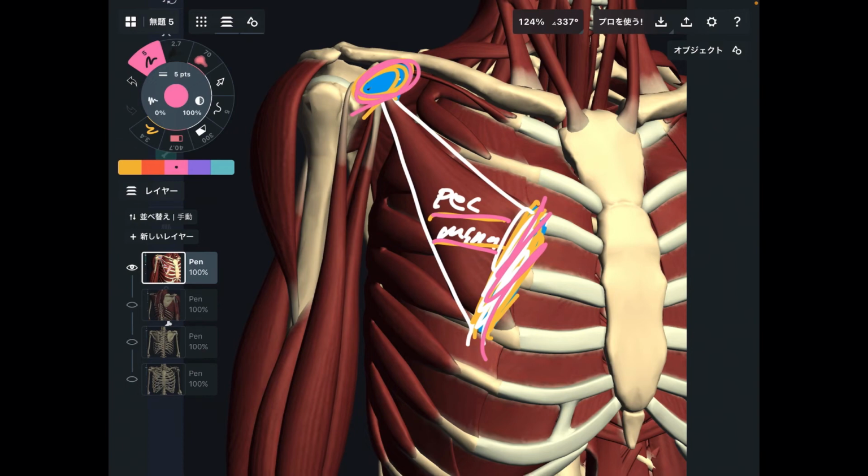Oh, by the way, if scapula doesn't move, your shoulder does not move. These guys have strong relationship. Scapula and shoulder. Pec minor attaches to ribcage and scapula. When scapula doesn't move, shoulder doesn't move. So you can say, if ribcage doesn't move, scapula doesn't move, then shoulder does not move.